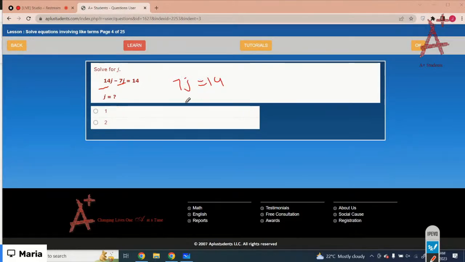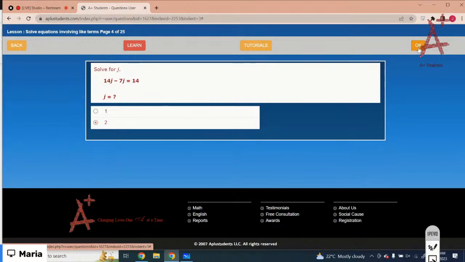Got it? So 7 is multiplying to j. So opposite to multiplication is division. Just divide. It would be then j equals 7 times what number is 14? 7 times 2 is 14. It would be then j equals 2. Got it? So the correct option is 2. Just select the correct option, then click on the OK button.